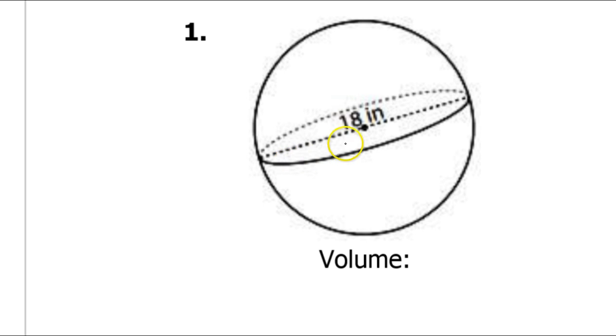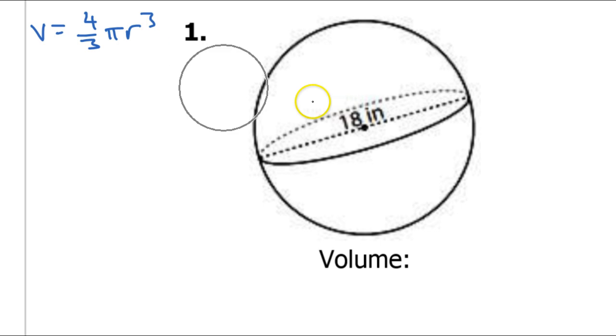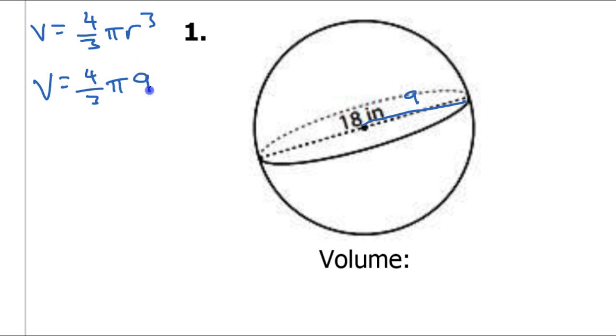Well, number one is just a straight up sphere. And the formula for the volume of a sphere is 4/3 pi times the radius cubed. So all we need is the radius. I see that the diameter is 18. That means that the radius is 9. So just putting that into the formula, I have 4/3 pi times 9 cubed. All right, so maybe I'll just put that in my calculator.